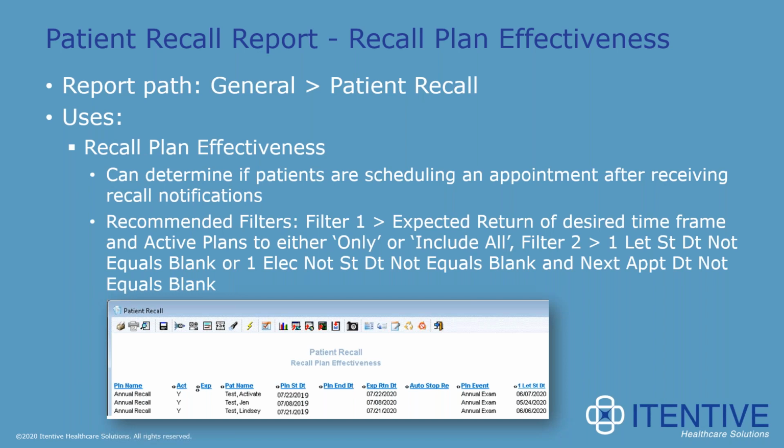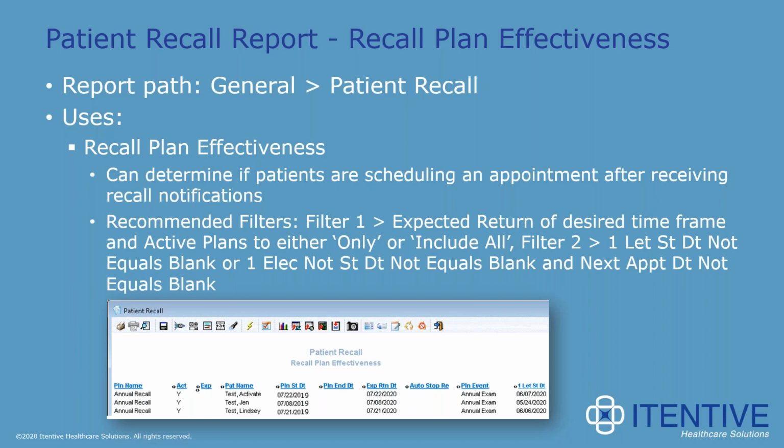There are also a few options for my active filter on that Filter 1 tab. It's just going to depend on the information that you need to see. So one way we can do it is if we want to only see plans that the patients had failed to schedule an appointment for, we can choose active only.